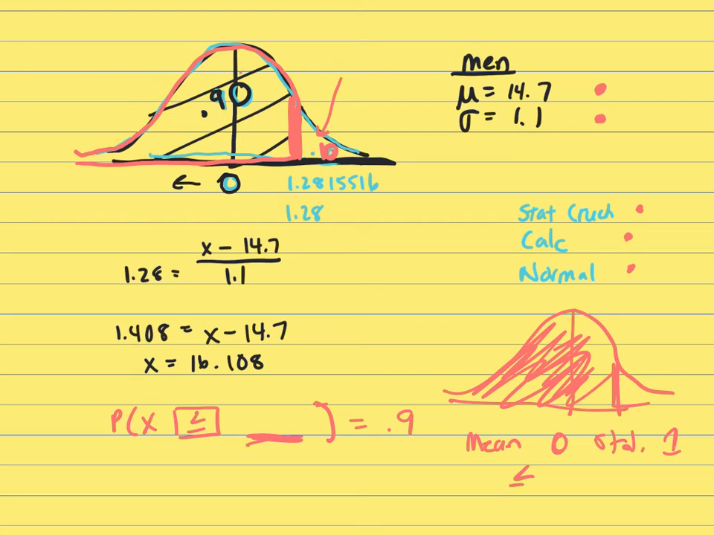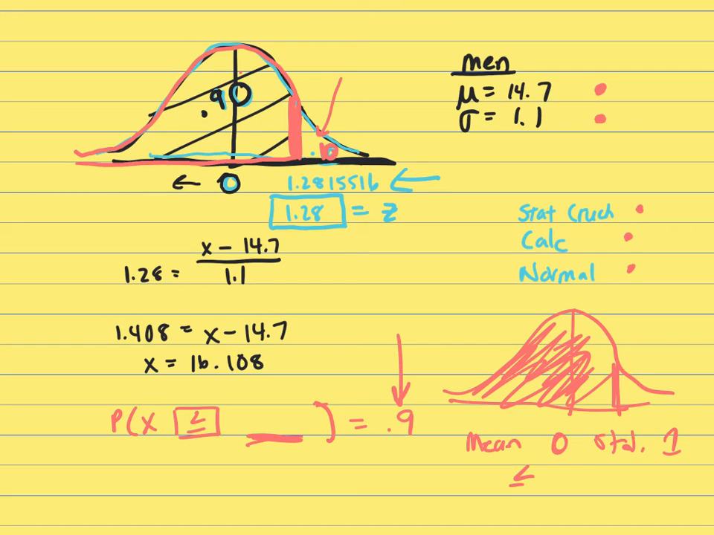Okay. So the probability is 0.9. So put the 0.9 here. And then you choose compute, and you get this number here, 1.281556. And I've rounded that to 1.28. But that right there is a Z.